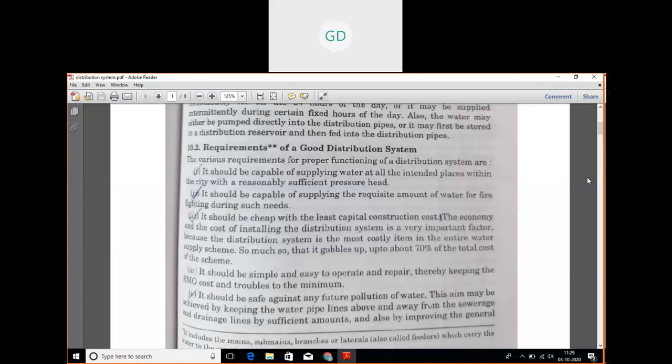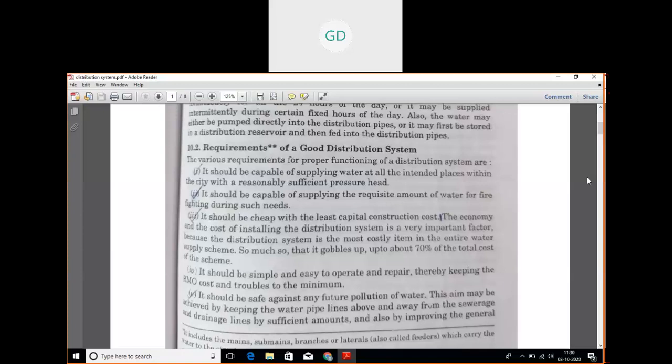Then number three is it should be cheap, with the least capital construction cost, okay? The economy and the cost of installing the distribution system is a very important factor, because the distribution system is the most costly item in the entire water supply scheme, okay? So a good distribution system is one which is very cheap, with the least capital construction cost, okay?